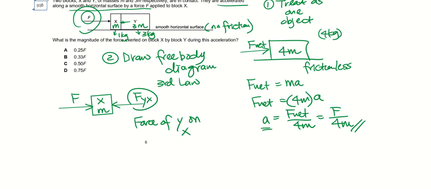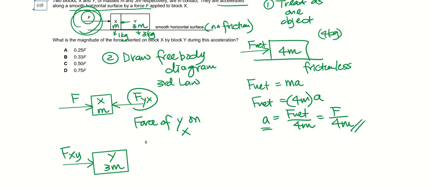Alright, then I can also draw for y, and the mass is 3m. What are the forces acting on y? It is actually only the force of x on y, because object y wouldn't be able to see this force F. It wouldn't be able to see it because it is only being pushed by x.